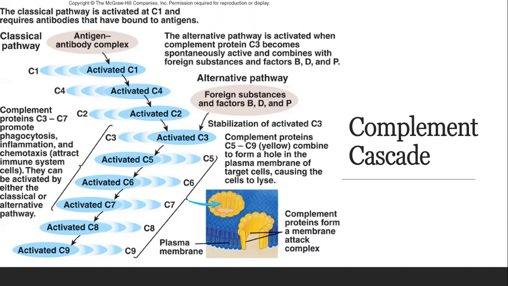Complement proteins C3 to C7 promote phagocytosis and inflammation as well as chemotaxis. While our complement proteins C5 to C9 combine to form a hole in the plasma membrane of the target cell, causing the cell to lyse.